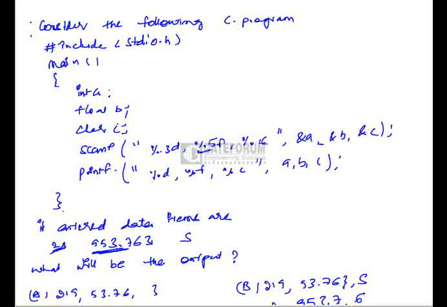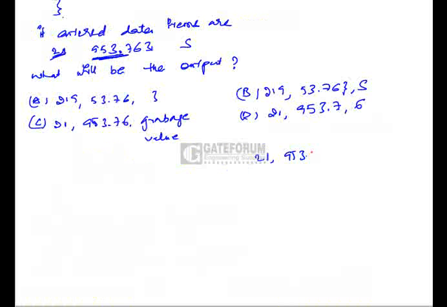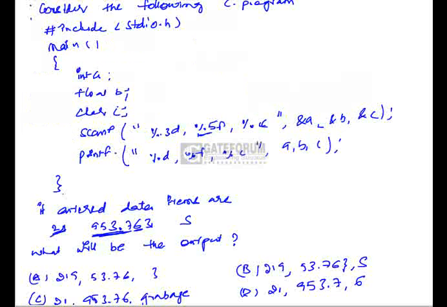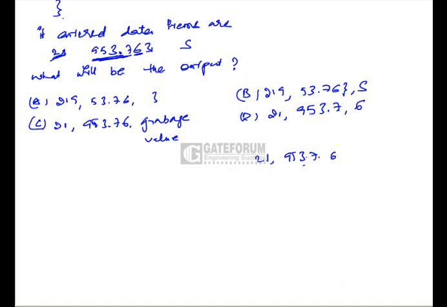So including the decimal point, 953.7 will be displayed. And this 6 will be stored in C. So here 6 will be displayed. And these 3 and S are ignored. So here the output is this one. So here the correct option is option D.